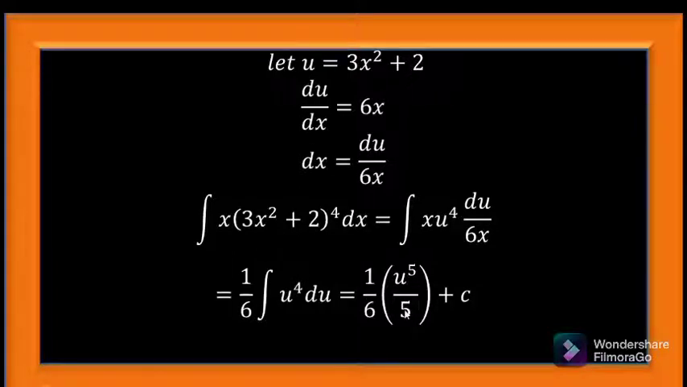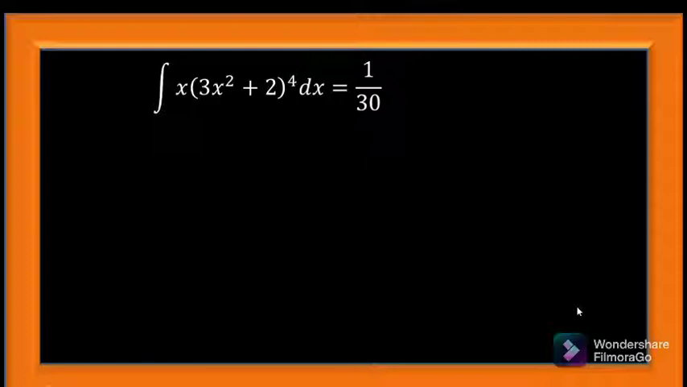Now when you multiply this by this, you get 1 out of 30 u power 5 plus a c. But remember, we now have to go back and bring the value of u in terms of x, which is 3x squared plus 2. So we shall substitute for u back, and that gives us our solution as the integral of x into (3x squared plus 2) power 4 with respect to x equals 1 out of 30 into brackets (3x squared plus 2) power 5 plus a constant, and that becomes our answer for that specific integral.